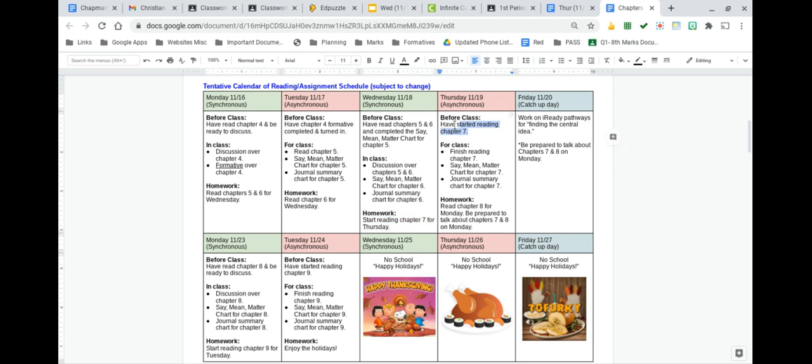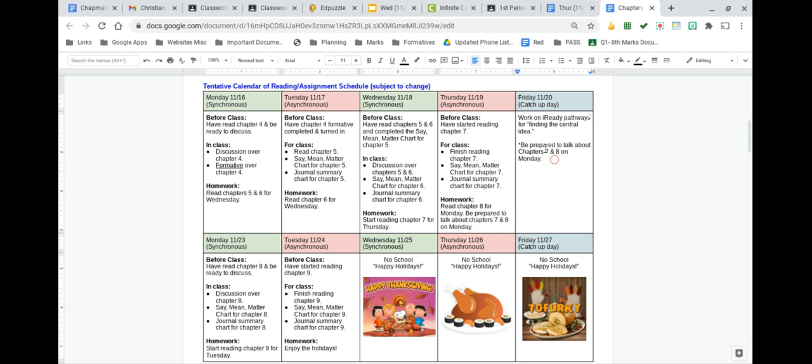Then before class on Thursday, make sure you started reading chapter 7. And remember, this is your asynchronous day. So technically, you're not in a Google Meet, but this is what you need to do that day. Finish reading chapter 7, complete your say, mean, matter chart for chapter 7, and update your journal for chapter 7. So for homework, read chapter 8 for Monday. Okay, so be prepared on Monday to talk about chapter 7 and 8.